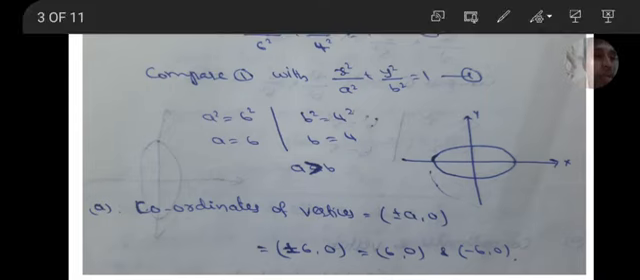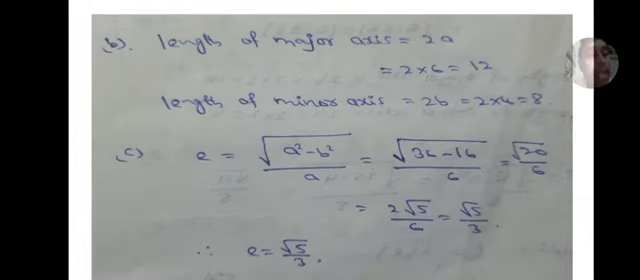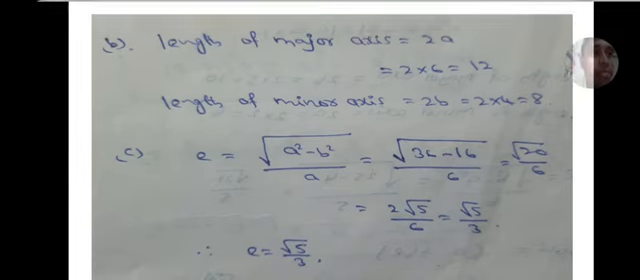Coordinates of vertices are plus or minus a comma 0. Substituting the a value, that is plus or minus 6 comma 0. And length of major axis: here, first standard form, the major axis is along the x-axis, length 2a, that is 2 into the a value 6, that is 12. Next, length of minor axis is 2b, that is 2 into 4, that is 8.